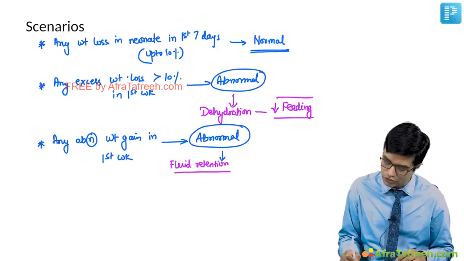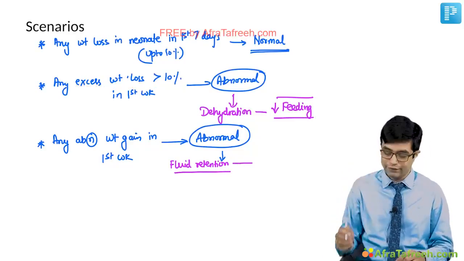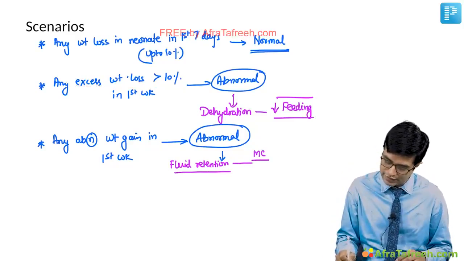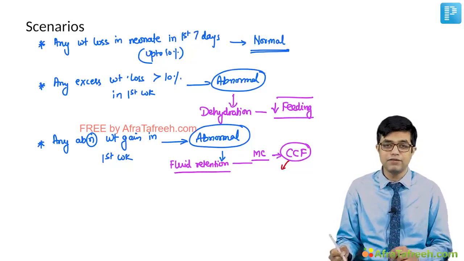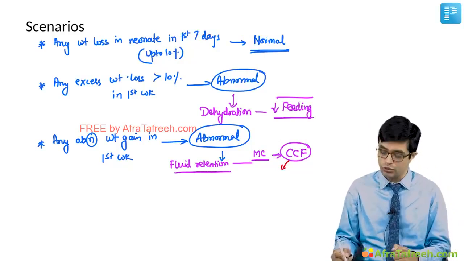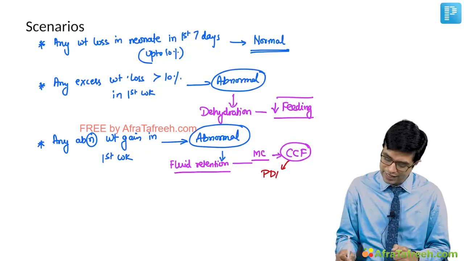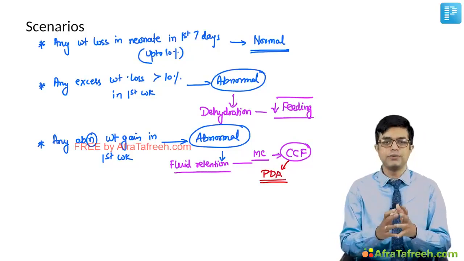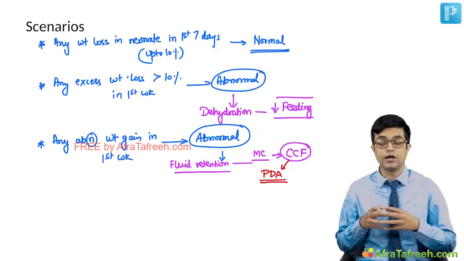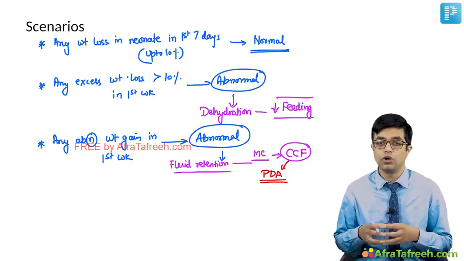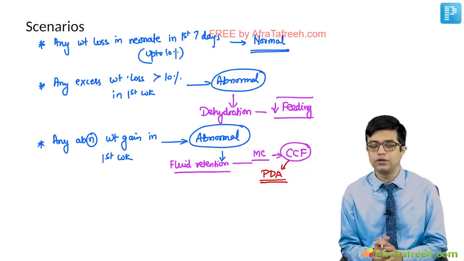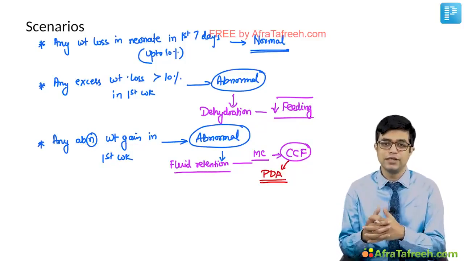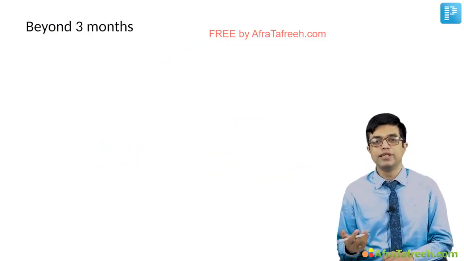The most common cause of fluid retention in a child in the first 7 days is congestive cardiac failure. And if I have to ask you what is the most common cause of congestive cardiac failure in first 7 days of life, there can be multiple reasons. Commonly occurs due to a reason called patent ductus arteriosus. A large PDA can cause excess or abnormal weight gain in the first week of life. So these are the 3 scenarios, the practical application of the normal weight gain pattern in the first 3 months of life. Now what happens beyond 3 months?